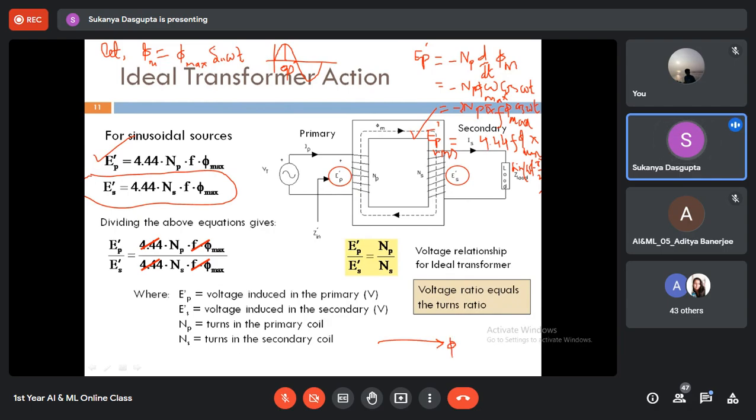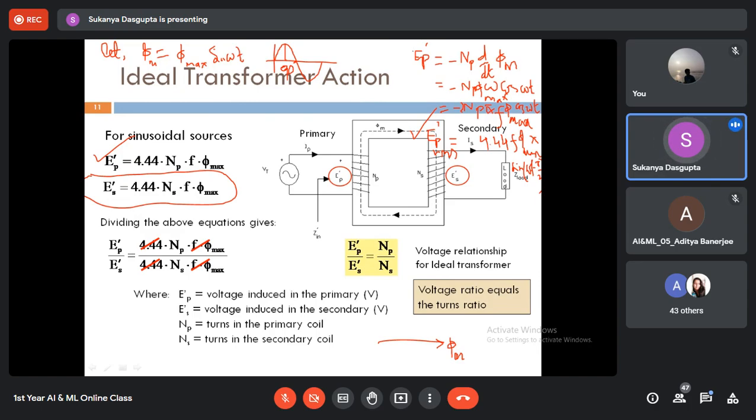Phi m, the mutual flux, will always be taken as the reference vector in a transformer phasor diagram. Now, coming to EP and ES, what is phi m? Phi m is phi max sine omega t. It's a sinusoidal signal. And we have seen the expression of the primary induced voltage, right?